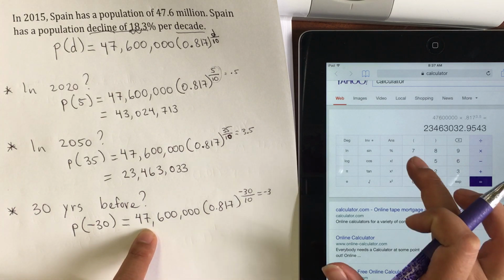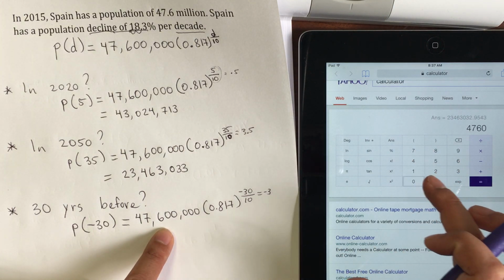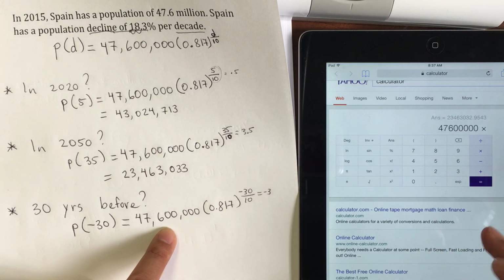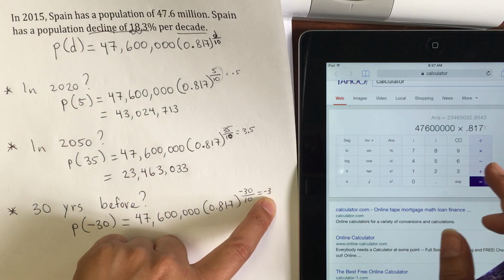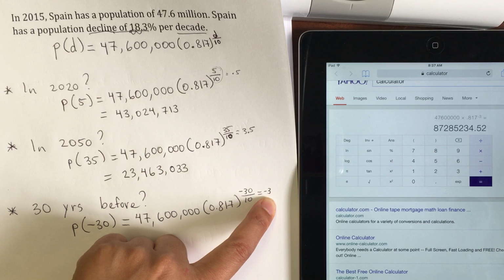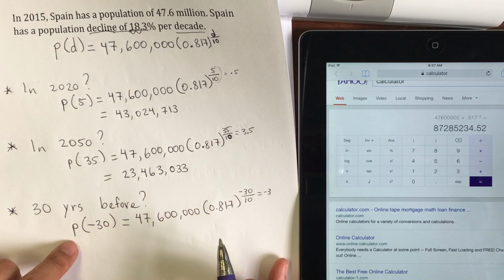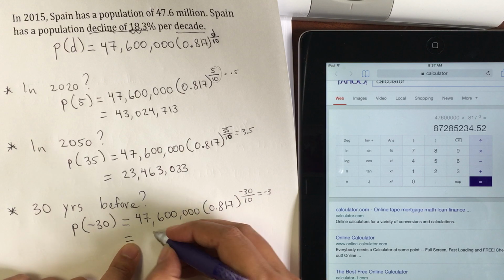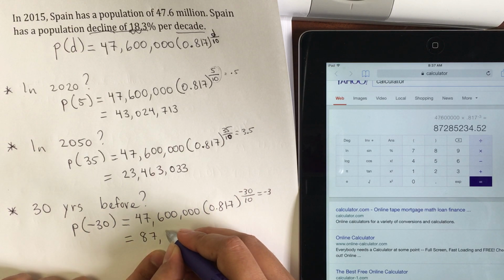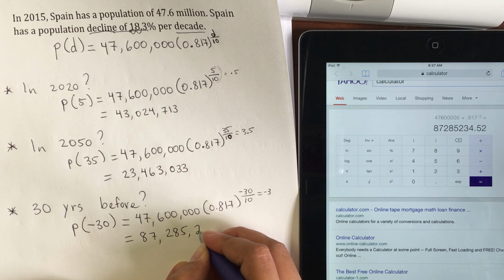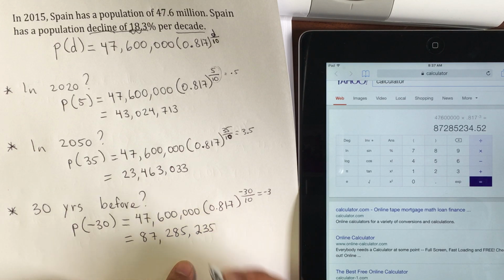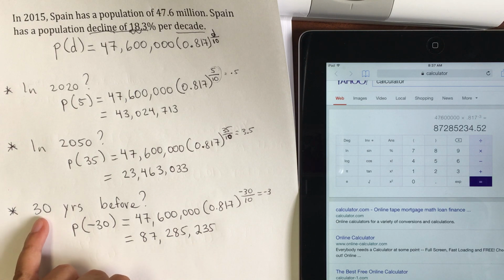So now we plug that in, and it's 47,600,000 times 0.817 to the negative 3. Okay? And so, oh, wow. Okay, so the population was 87,285,235 people. So that's how many people there were in, it doesn't say, well, it sounds like in 1985, I believe. Okay?